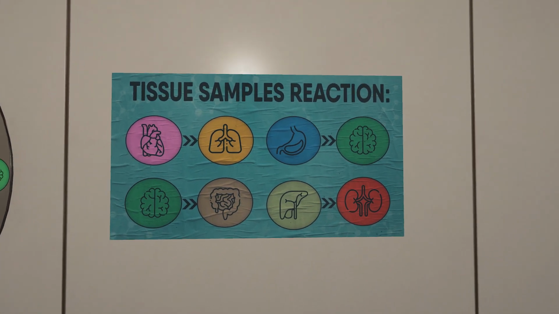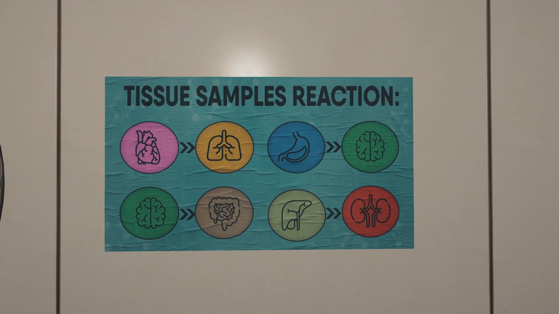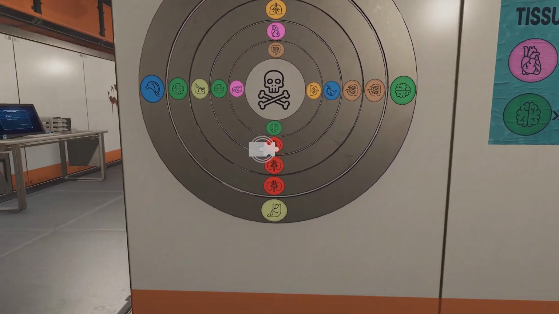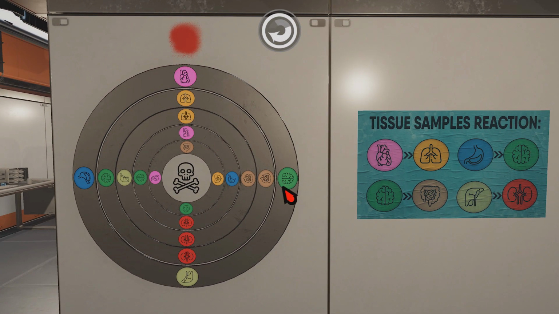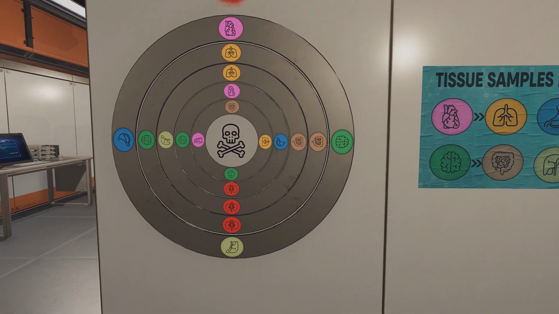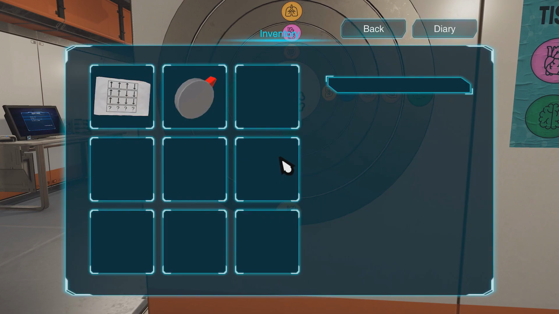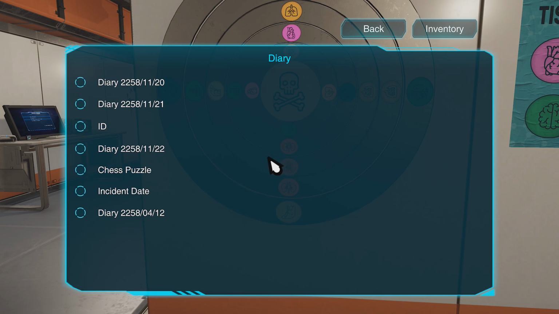But I mean, all we can do is the first two rings because we don't know the reactions that happen after it. No, I think that would be in the diary.